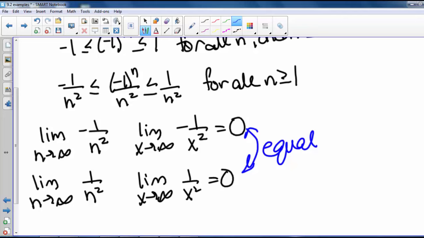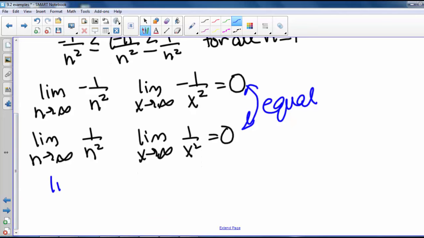So by the squeeze theorem, we have that the limit as n goes to infinity of negative 1 to the n over n squared equals 0.